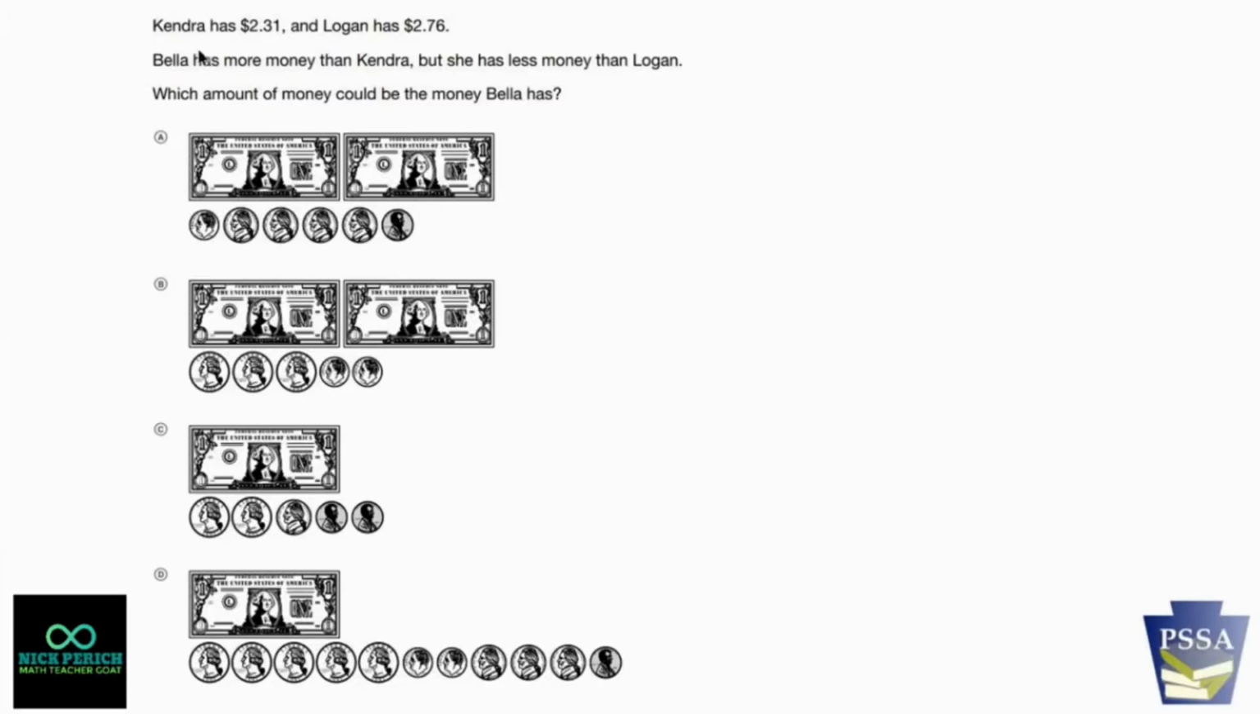Right, squint your eyes. This is a small one. Kendra has $2.31. So let's write that over here. Kendra has $2.31. Logan has $2.76. So Logan is $2.76.